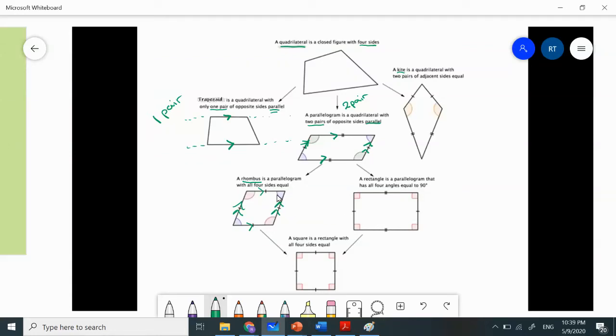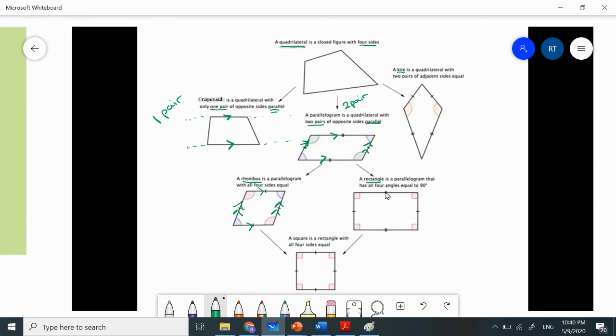Now we can specialize. We can go back to the parallelogram and specialize it, but in another way. We can specialize it by making the four angles of the parallelogram right angles. So if we got a parallelogram but with four right angles, then we call this shape a rectangle, right?